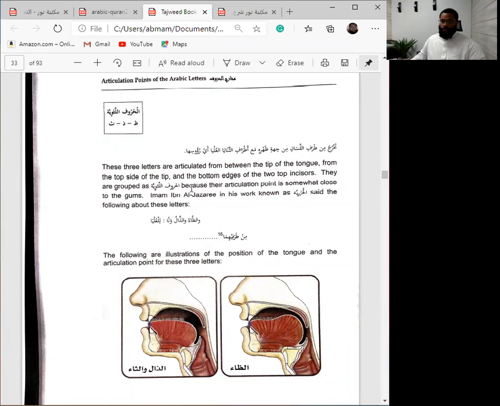They are grouped as al-huruf al-lathawiyya because the articulation point is somewhat close to the gums. Because it's close to the gums, they call it al-lathawiyya, or the gum letters.